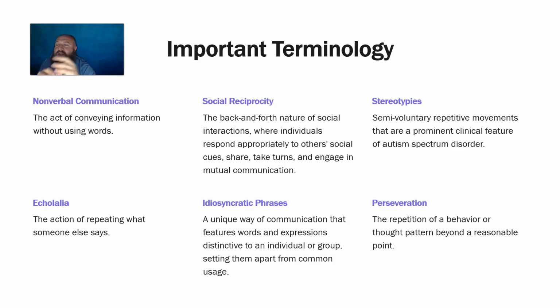It's not too confusing. With children and adults with autism, those idiosyncratic phrases go a step further from what would be considered typical use. Stereotypy is another one that we actually do use if you're neurotypical. However, neuroatypical individuals, especially people with autism spectrum disorder, take this to a whole different level. Stereotypies are semi-voluntary repetitive movements that are a prominent clinical feature of ASD.